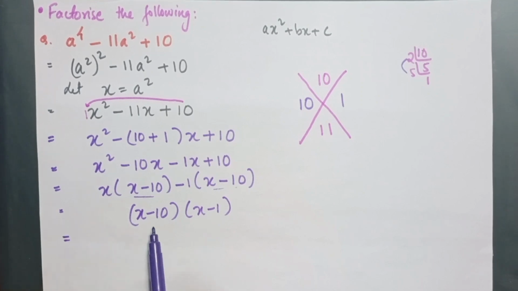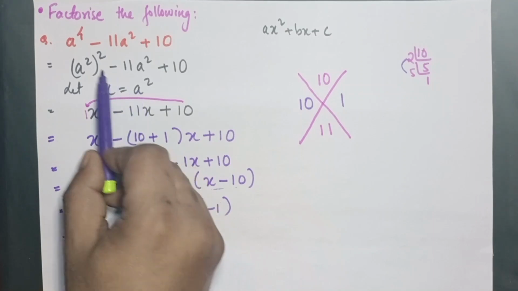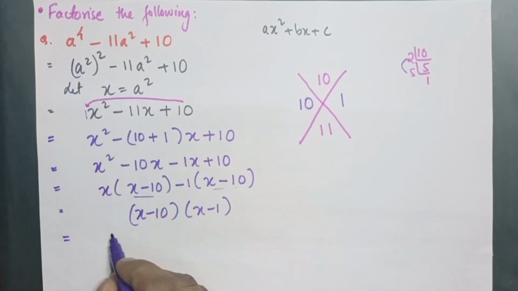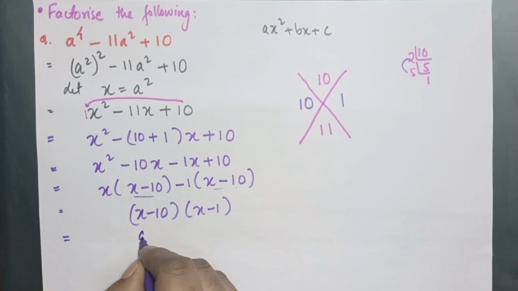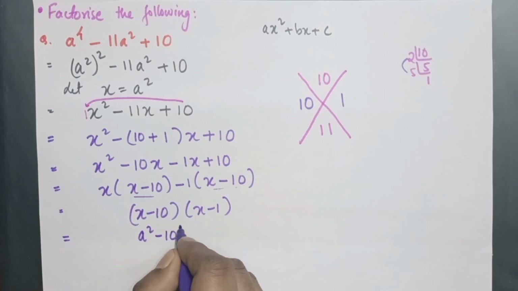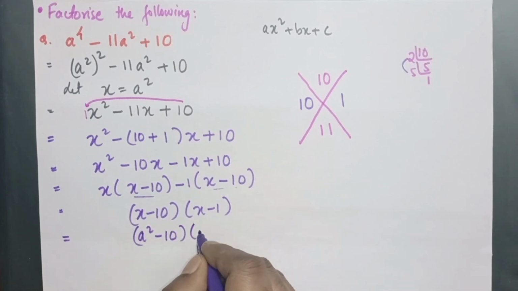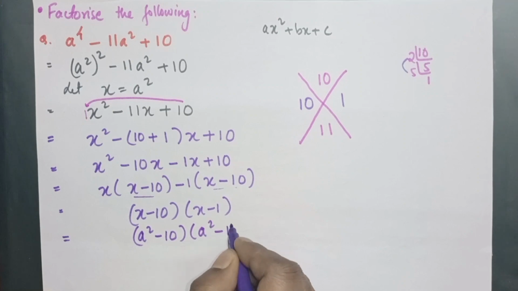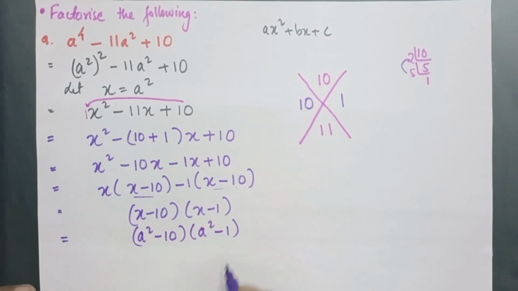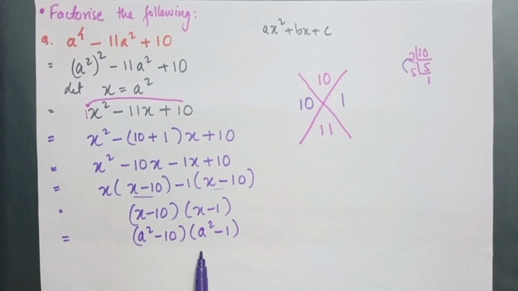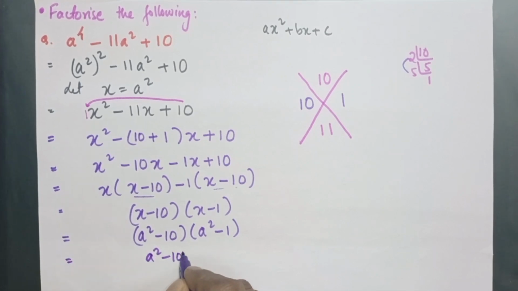No. Why? Because our answer has to be in a, as in the question. So instead of x, I can write a square. So instead of x, I am writing a square minus 10, and this will be a square minus 1. Now what can you do here? In the exam, if you do till here also, you will get marks. Okay. Now one more step, a square minus 10.